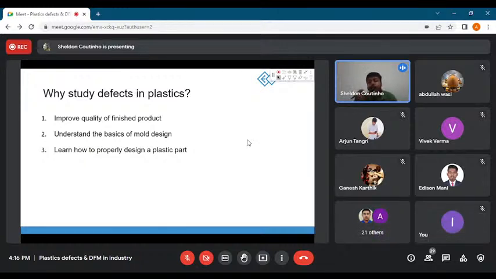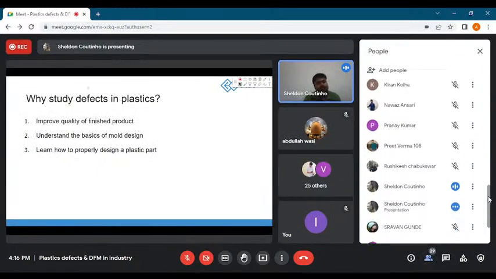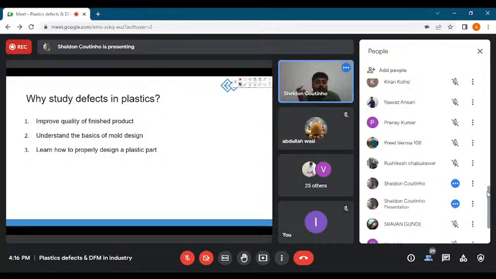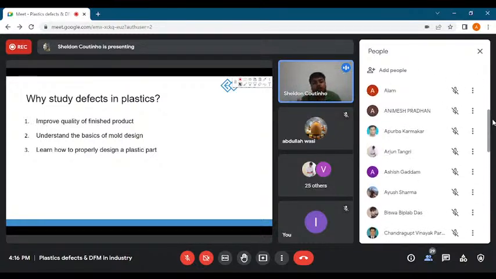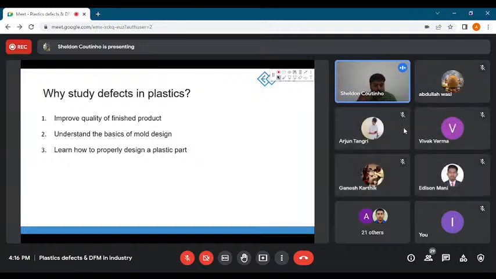So that's why we need to understand the basics of mold design, the basics of design in itself, and that's why you need to learn about the defects, and learn how to properly design a plastic part. So this goes hand in hand. Once you understand the basics of mold, you will also understand how to design a part with the proper tooling direction, the angle at which the mold opens. If you go out there and search a bit on YouTube about how these molds actually function, you'll see really complex parts being made in some weird directions.